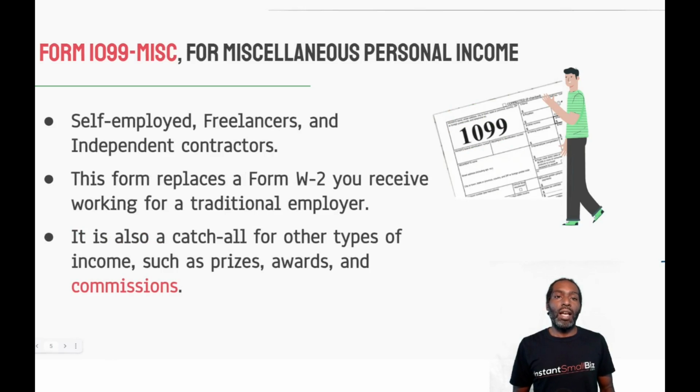All right, 1099 Miscellaneous. Now, I put this in here because a lot of our student members start their businesses and are working as freelancers or independent contractors, or just self-employed, where they get 1099s from their regular clients or from their affiliate programs, things of that nature. So this replaces your W-2. You still just put this information into your 1040. It's a catch-all for income like prizes, awards, bonuses, and commissions.